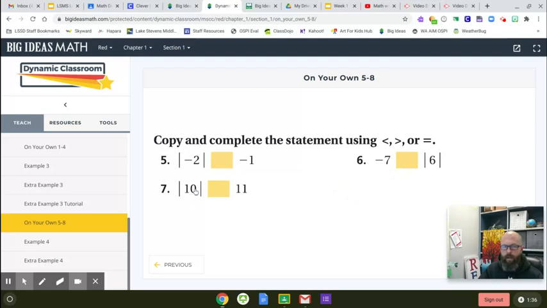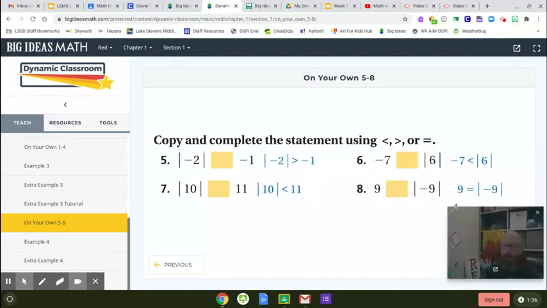Absolute value of 10 and 11. Well, this is going to be 10, so that's less than 11. Now we have 9 and absolute value of -9. Well, this is actually going to be 9, isn't it? So those are going to be equal. Okay, so your answer should look like these in the blue.